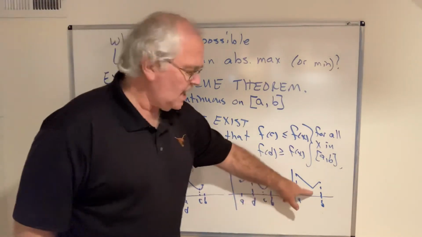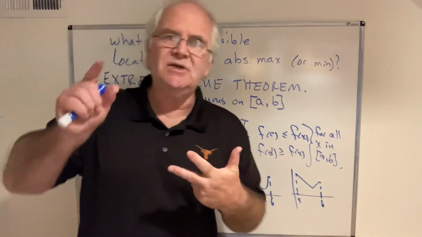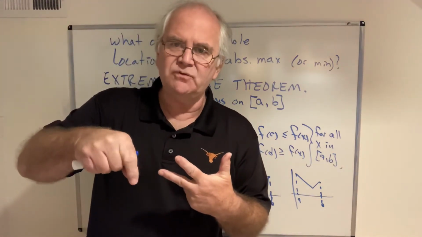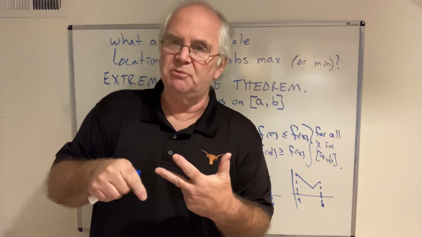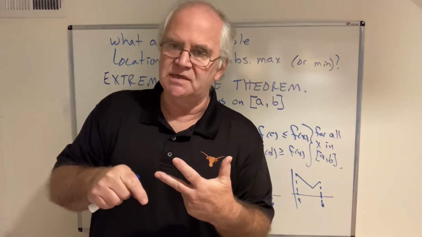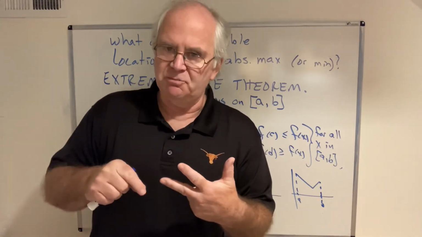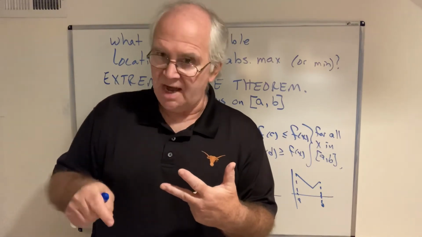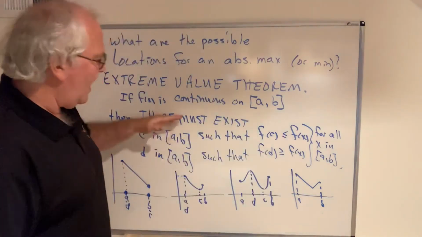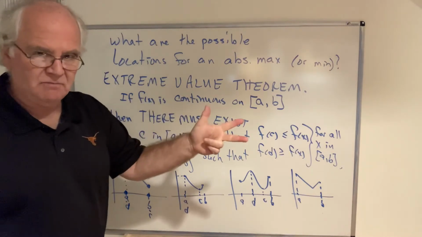In order to get rid of the cusp, you would need to add the extra requirement of being differentiable. Differentiable means the derivative always exists. So differentiable means also there are no cusps. But all we have now is continuous. No holes, no jumps, no vertical asymptotes.